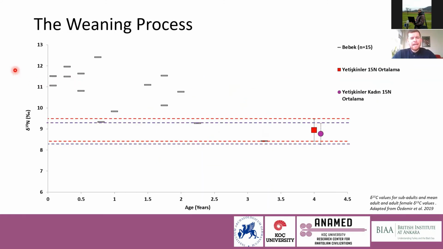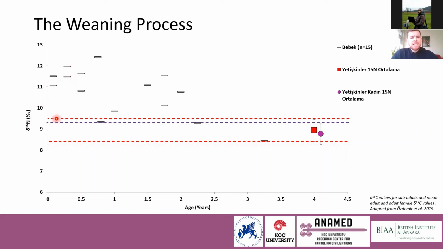And you can also apply carbon and nitrogen to the weaning process. So this is when infants start to have the input of other dietary resources, other than breast milk, into their diets. And it's important for understanding social demographic dynamics, so things to do with birth spacing, fertility, these kinds of things.